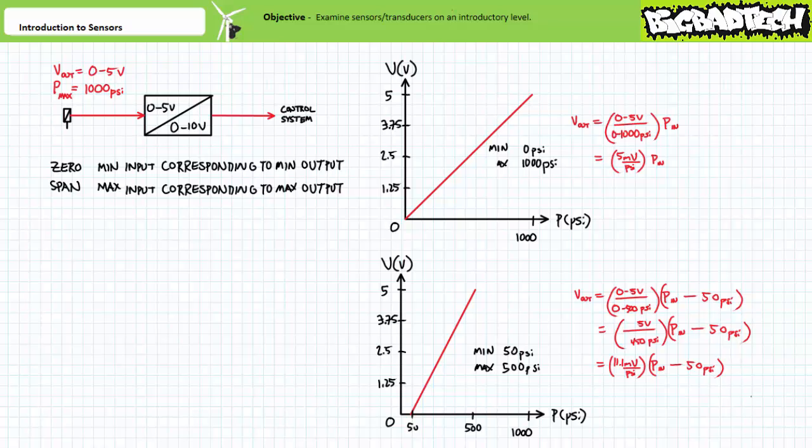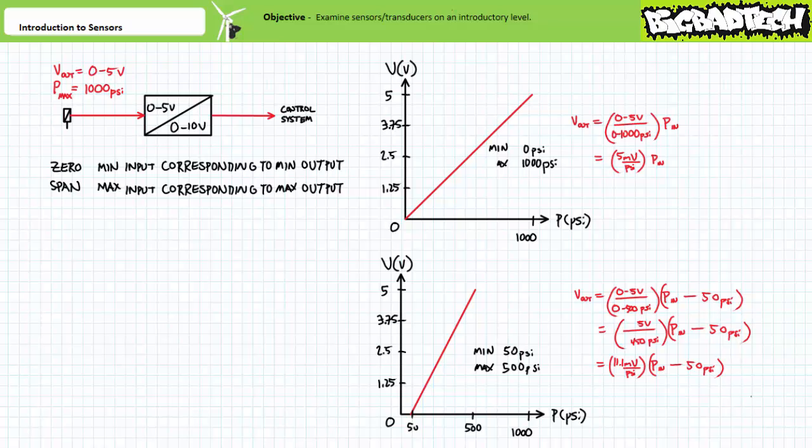In both scenarios, the unconditioned output of the pressure sensor is still 0 to 5 volts. The only difference being that the output represents different levels of magnification. For our first scenario, the 0 to 5 volt output represents the full 1000 psi range of the pressure sensor, whereas in the second scenario, the 0 to 5 volt output represents only 450 psi. While the first scenario does represent an increased range, the second scenario represents increased sensitivity inside a smaller range. Depending upon the system requirements, one scaling method might be preferred over another.